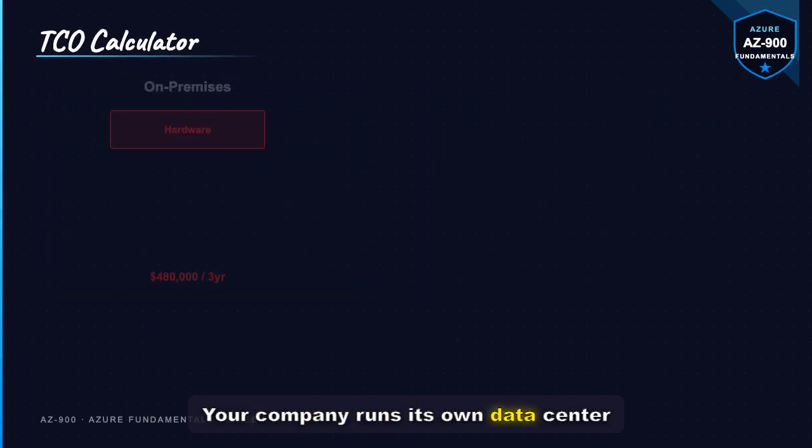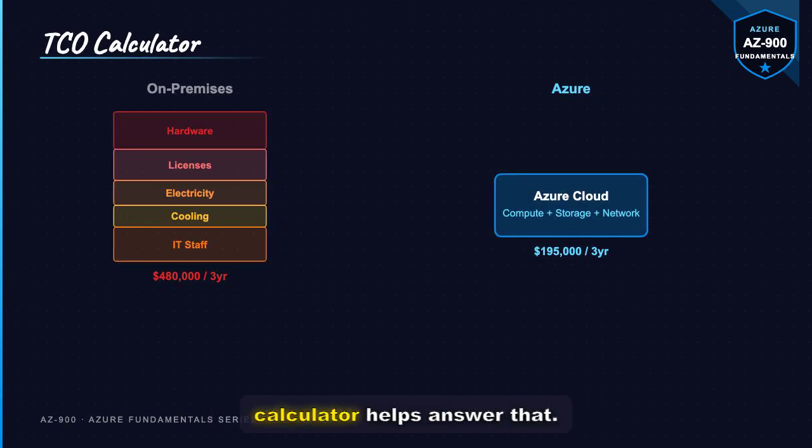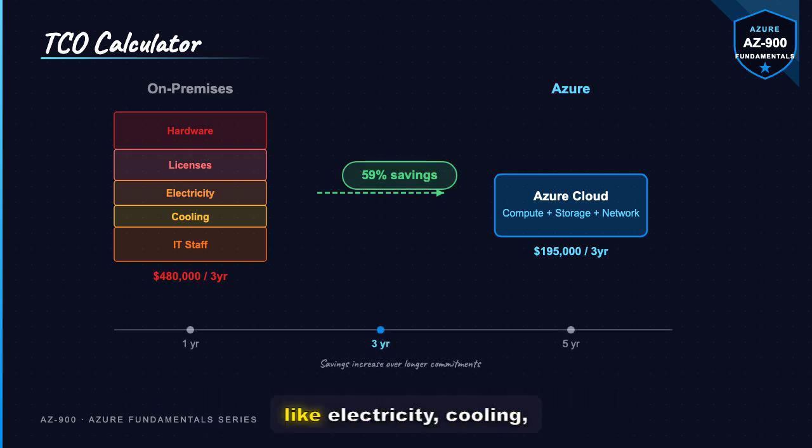Your company runs its own data center and wants to know if Azure would save money. The Total Cost of Ownership calculator helps answer that. Input your current workloads, and the TCO calculator estimates what you're spending today, including hidden costs like electricity, cooling, IT staff, and floor space. Then it shows the equivalent Azure cost over 1, 3, or 5 years. Use it to build a business case for migration.